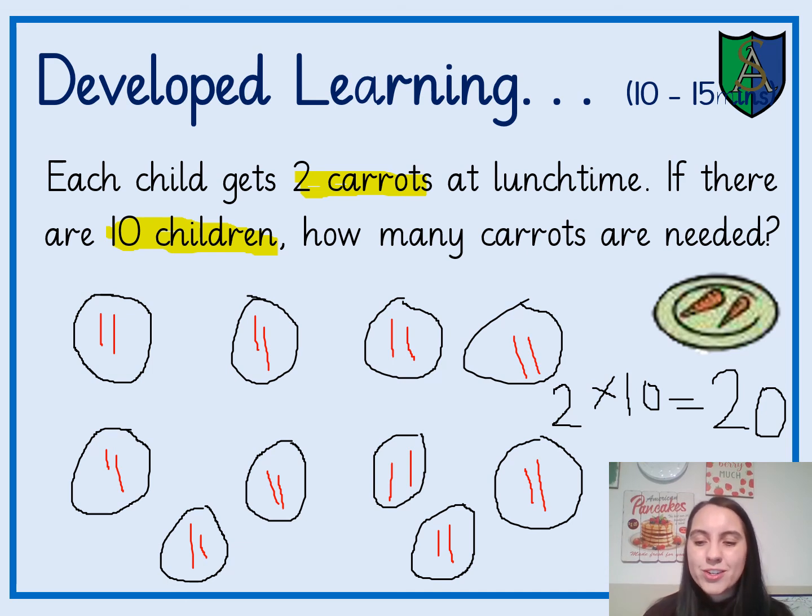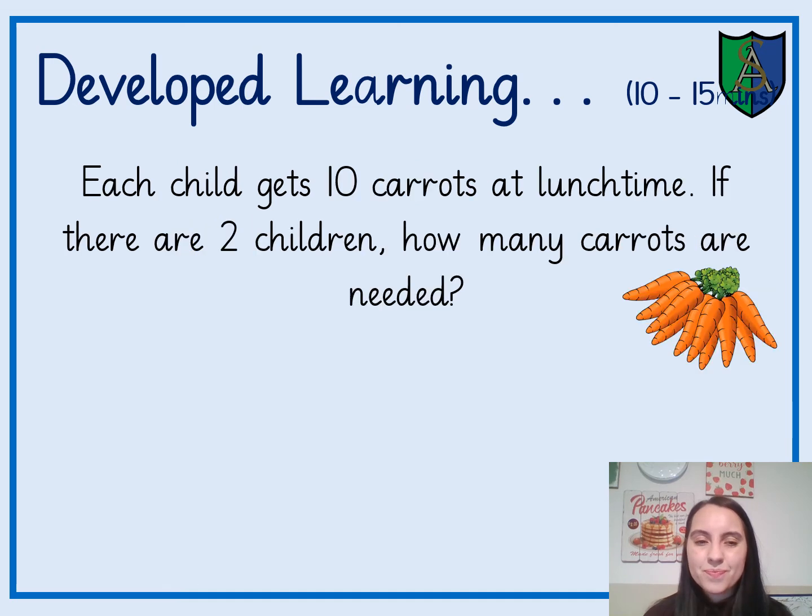Let's move on to our next question. This time, our problem says, let's pick out that key information. Each child this time gets 10 carrots at lunchtime. So I'm going to go ahead and highlight 10 carrots because that is our key piece of information to begin with. If there are 2 children, again, another key piece of information that I'm going to highlight there.